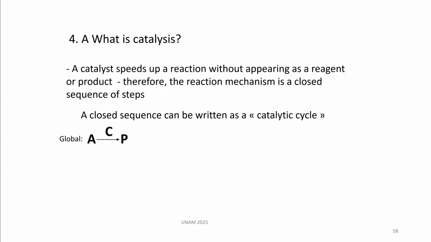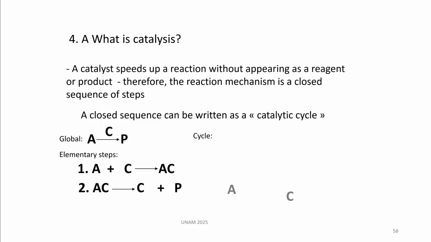Let's look at an example. A is transformed into the products P over a catalyst C. So globally, A turns to P, C doesn't appear. And a very simple sequence of elementary steps will be this one. First, A binds to C to make some intermediate AC, and then AC releases the catalyst and at the same time causes the transformation into product P. If we make the sum of these two steps, C disappears. That's what is called a closed sequence.